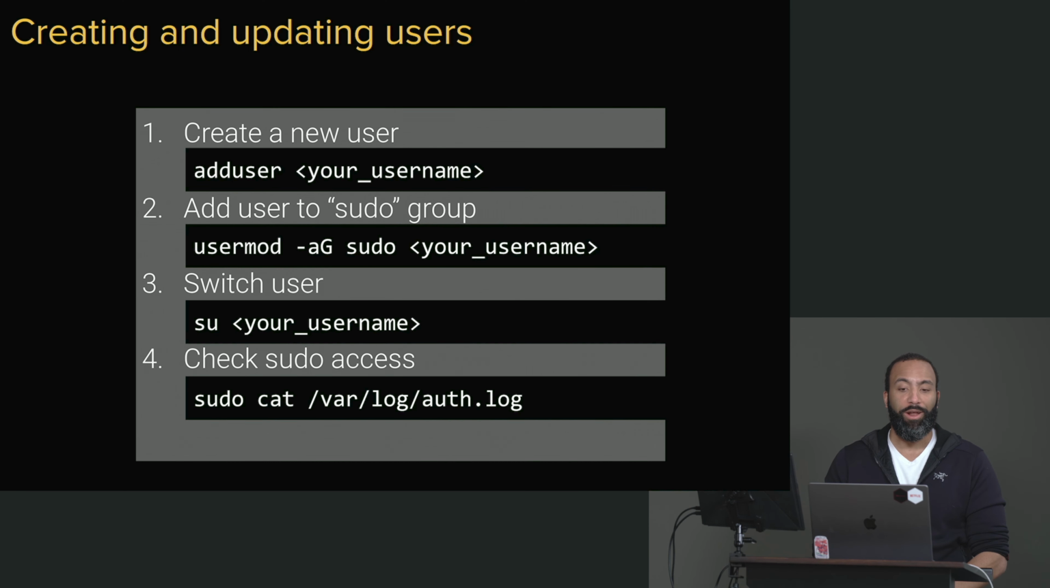So next, we're going to create a new user because we don't want to run as root. We're going to add that user to the sudo group. We're going to switch to that user. And then we're going to check sudo access just to double check that our user is actually working.